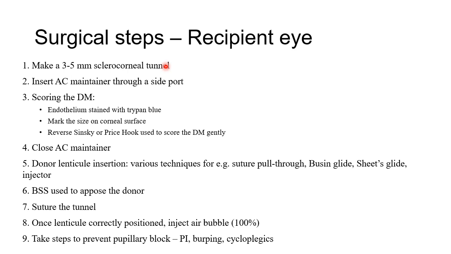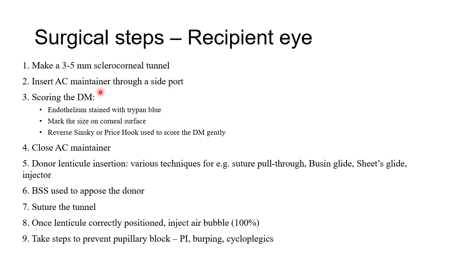Now, just listen to the surgical steps and subsequently I'll show a video also. So, surgical steps performed for the preparation of the recipient eye. What is done? Now, a 3 to 4 mm sclerocorneal tunnel is made. All of you are familiar with the SICS tunnel, right? So this is just a small, little, tiny SICS tunnel, okay?